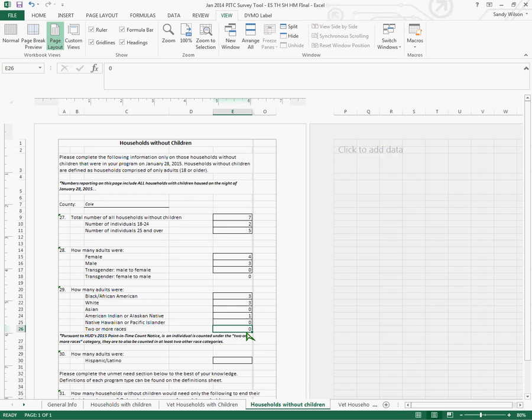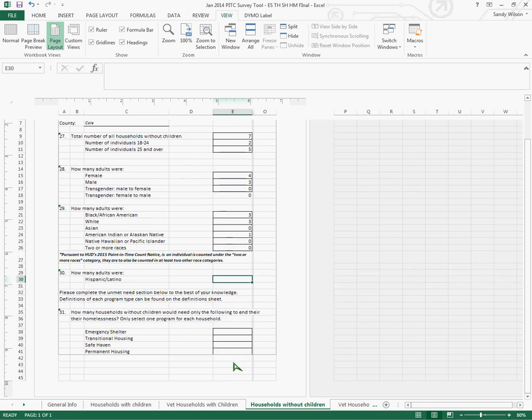Because we didn't have any under the 2 or more races, this category actually will add up to our total 7 individuals. Now we're going to look at those 7 individuals and determine, did any of them have ethnicity of Hispanic? And in this example, we did have 1 whose ethnicity was Hispanic.